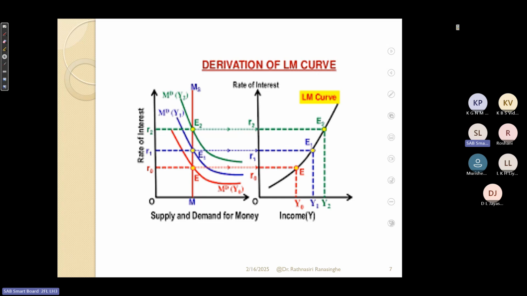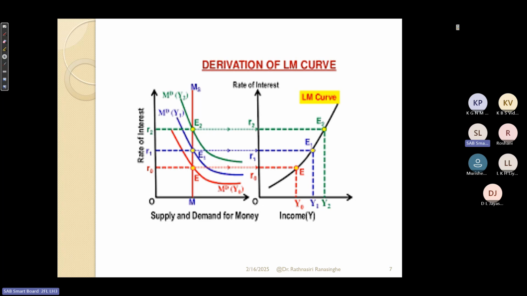If there's a further rise in the income level up to Y2, right? This curve shifts further to the right. There's excess money demand, and as a result the interest rate increases from R1 to R2. Right? Equilibrium at E2, right? So by combining those equilibrium points, we can derive the LM curve, right? The LM curve is upward sloping, it's positively sloped, right?